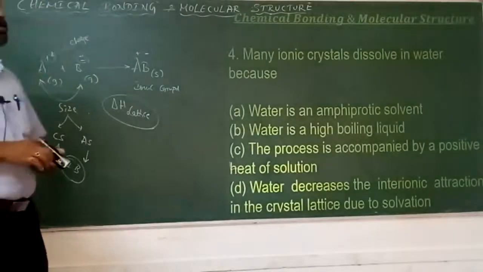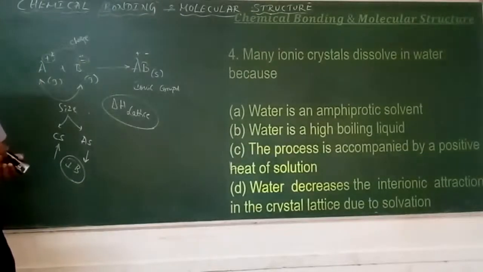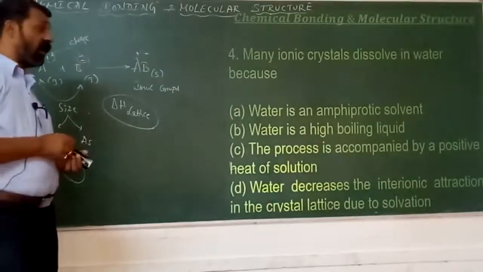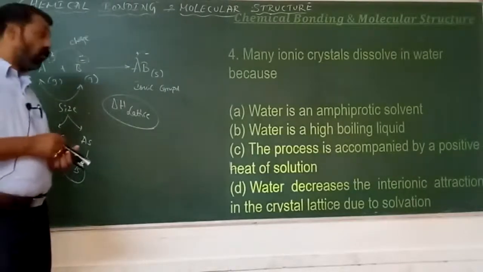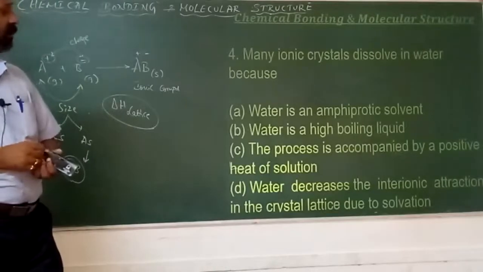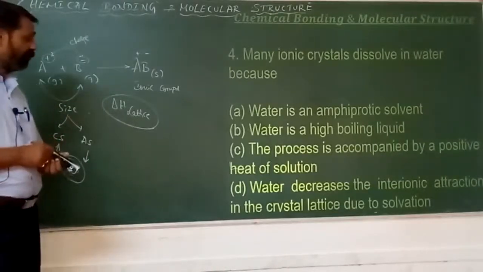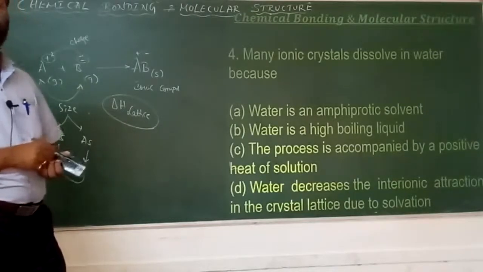Many ionic crystals dissolve in water. Majority of crystals, why? Water is an amphiprotic solvent. No doubt it is an example of an amphiprotic substance. Water is highly boiling. The process is accompanied by the positive heat of solution. Water decreases the inter-ionic attraction in the crystal.